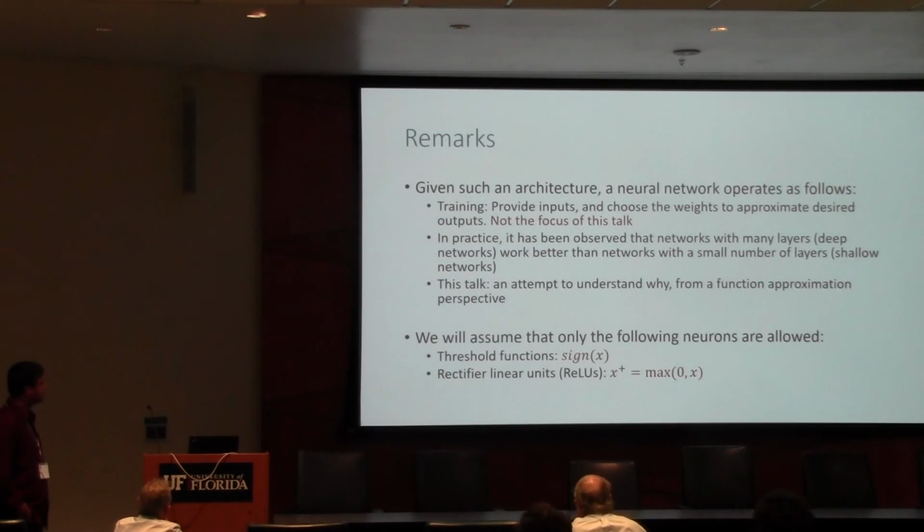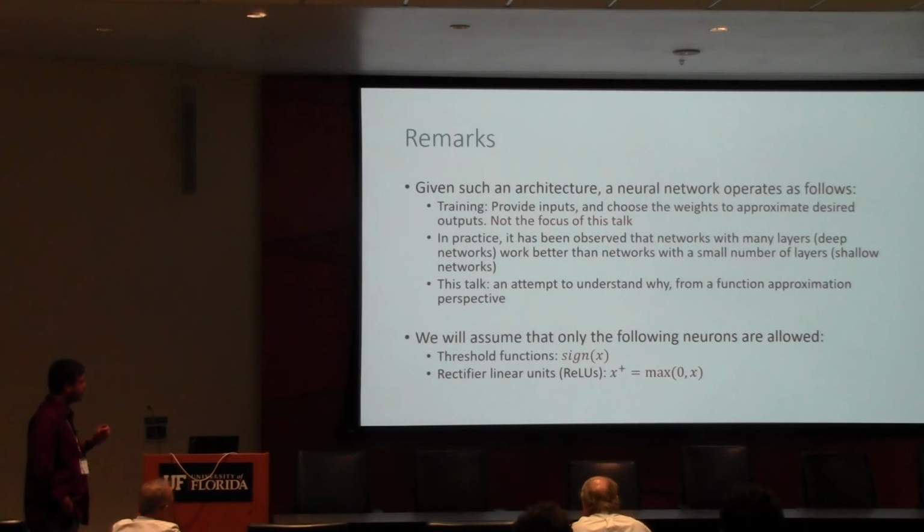And for the purposes of this talk, I'm going to assume there are only two types of neurons that are allowed. You give the neuron an input, it produces the sign of the input as the output, or the rectifier linear unit, which just produces the positive part. These are the two most popular neurons anyway.